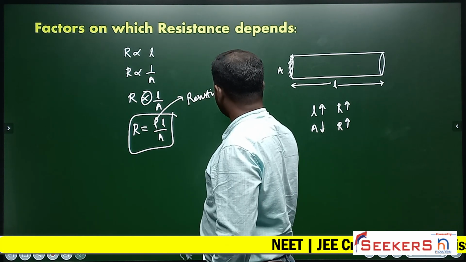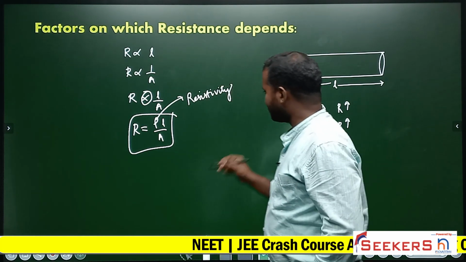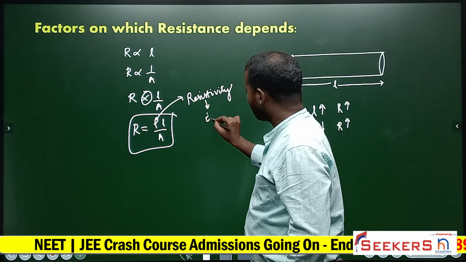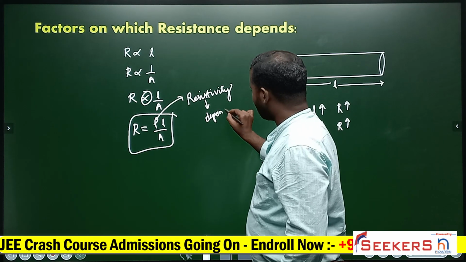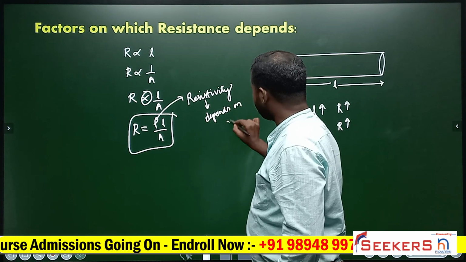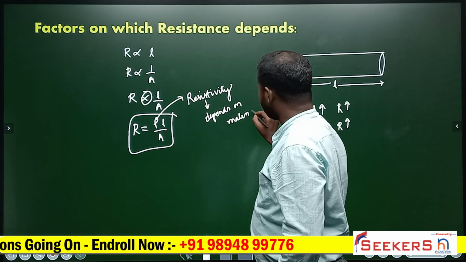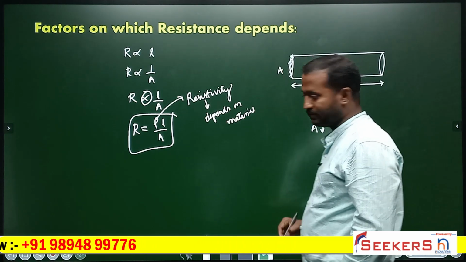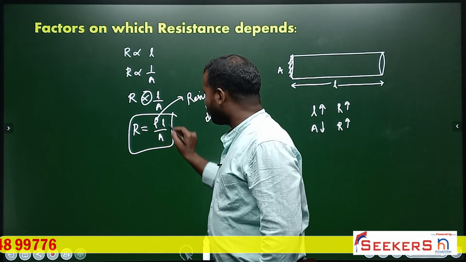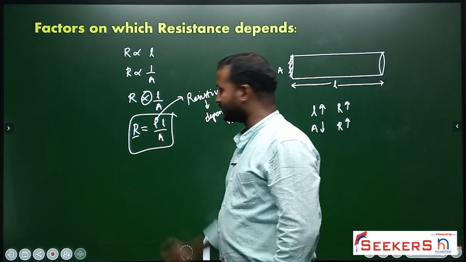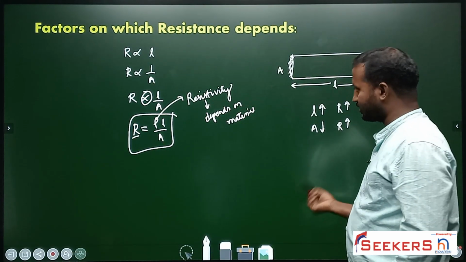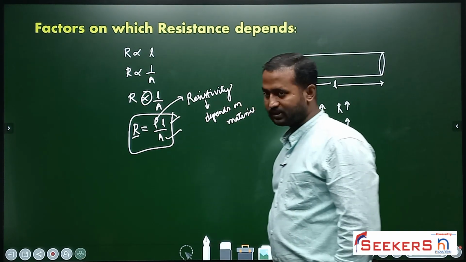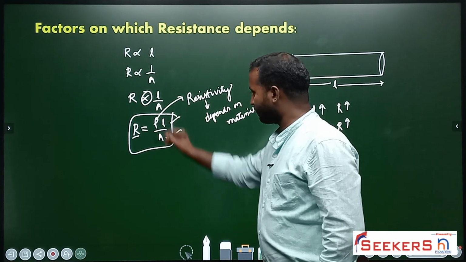Resistivity depends on the material. So for a given material, it is constant. We will discuss the details in the next slide. Now you can see that the resistance R for a given conductor or resistor will keep changing depending upon its length, its area of cross section, and also rho.